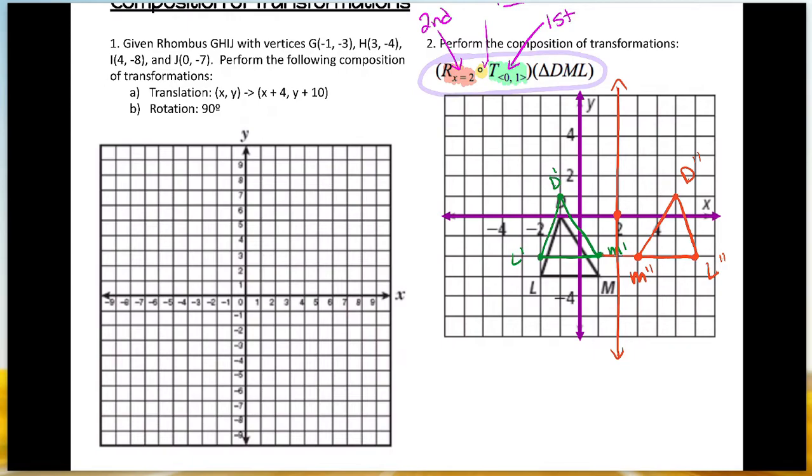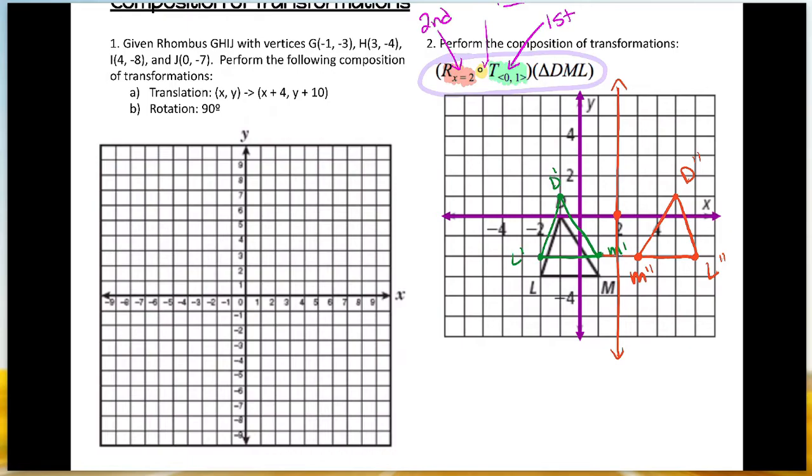Now let's do number 1. Number 1 has it very clearly written. A, translation, x plus 4, y plus 10, followed by B, rotation of 90 degrees. When they give it to us like this, they're just telling us to do this in this order. They gave us our original points at the top. If we are to perform this composition of transformations, we can graph and count, or we can apply the rule and write the new coordinates.